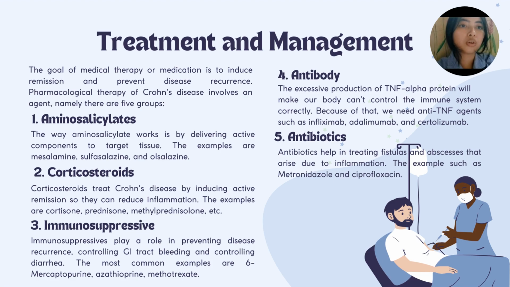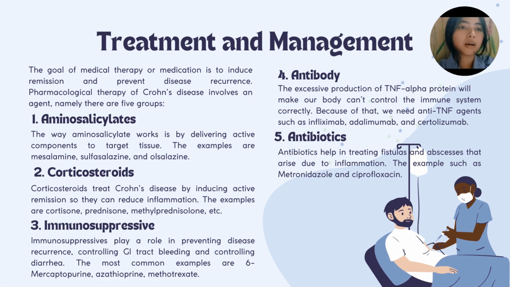Number 2 is corticosteroid. Corticosteroids treat Crohn's disease by inducing active remission so they can reduce inflammation. The examples are cortisone, prednisone, methylprednisolone, etc. Number 3 is immunosuppressive. Immunosuppressive play a role in preventing disease recurrence, controlling GI tract bleeding, and controlling diarrhea.